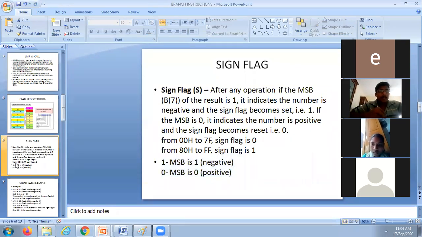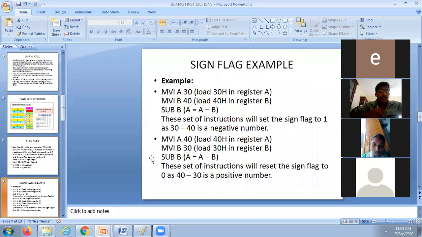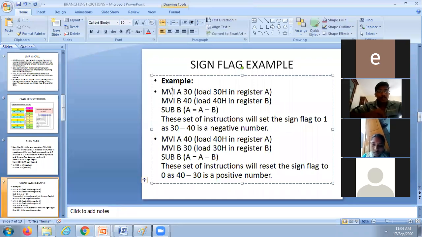Yes, sir. The next flag is... this is an example of the sign flag. Here, you see, this is an example. Move immediate A, 30. Similarly, move immediate B, 30. What is the meaning of this? These are 8086 instructions.